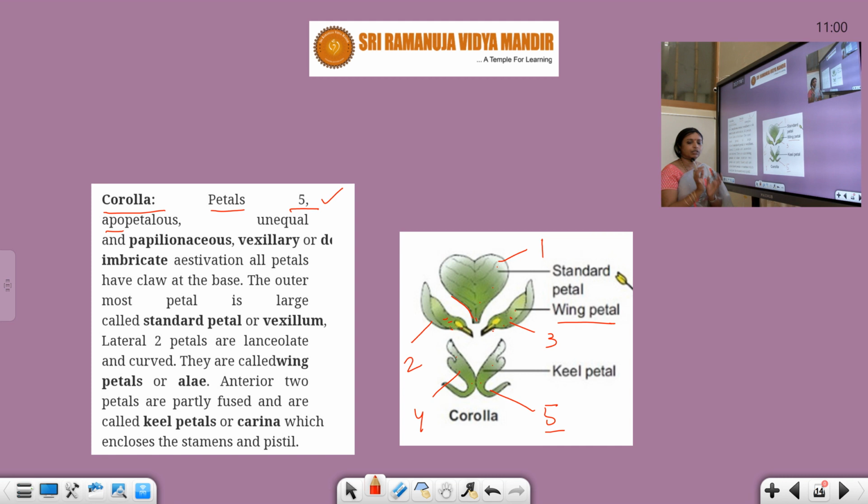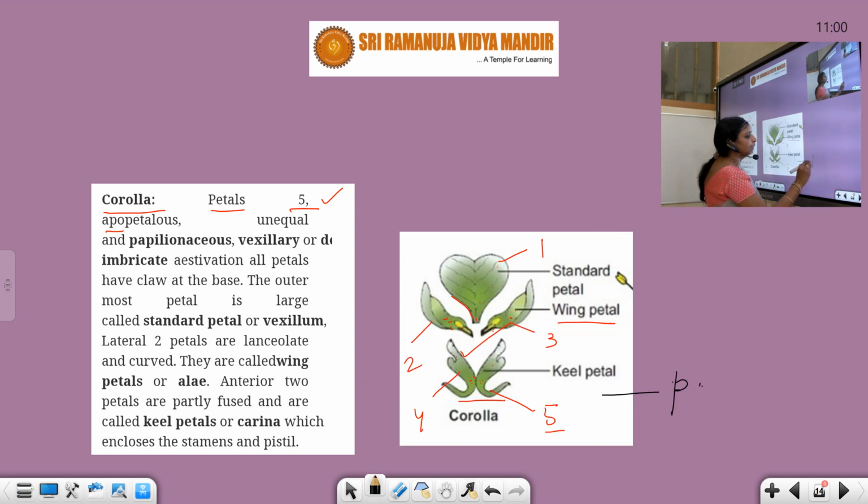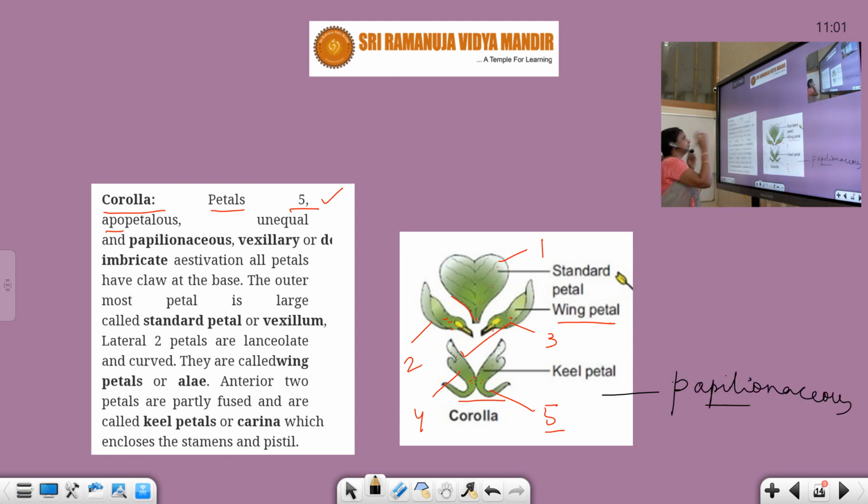This type of arrangement of corolla is known as Papilionaceous, so it is put under the family Papilionaceae. Here it is not written anywhere, so I am going to write that this type of corolla is called Papilionaceous. Papilionaceous corolla is present. So here you see unequal, Papilionaceous corolla and vexillary or descending imbricate aestivation.